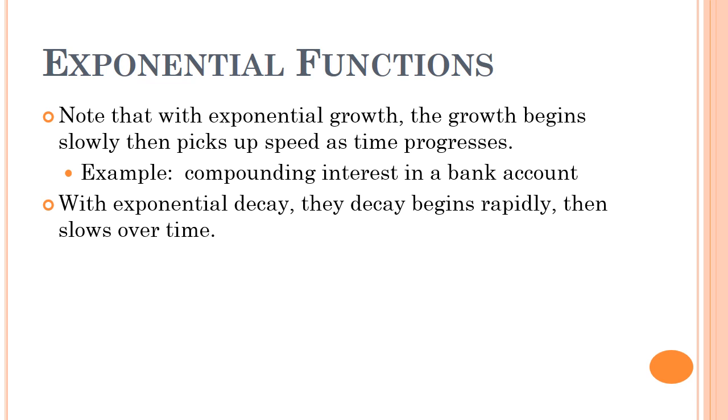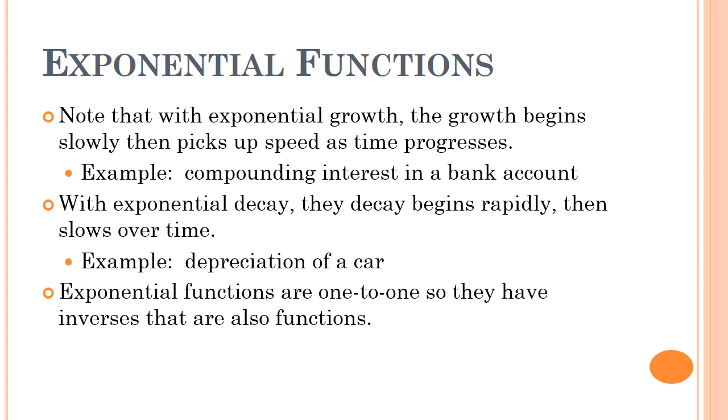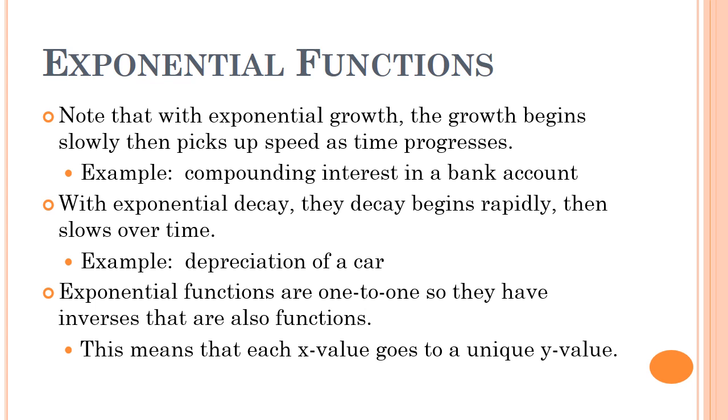With exponential decay, the decay begins quickly and then slows over time. The depreciation of a car is like this. When you buy a brand new car, the value goes down very, very quickly at first, and then over time it tends to level off and not go down so quickly. Exponential functions are one-to-one, so they do have inverses that are also functions. That means that every x value goes to its own unique y value.